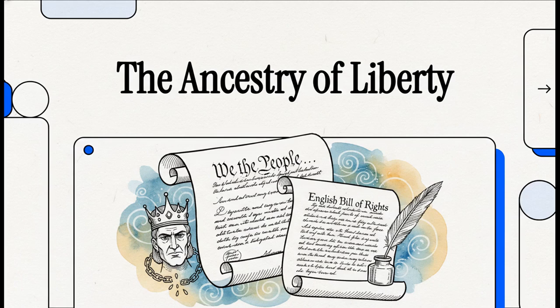You know, when you think about the U.S. Constitution and its Bill of Rights, it's easy to see it as this uniquely American flash of genius, right? Like it just popped into existence in the 1700s. But what if I told you that's not the whole story? That its real blueprint, its core DNA, was actually coded over 100 years earlier, an ocean away, all because of a fight with a king. Yeah, let's get into it.